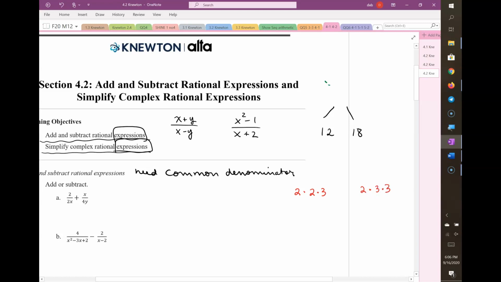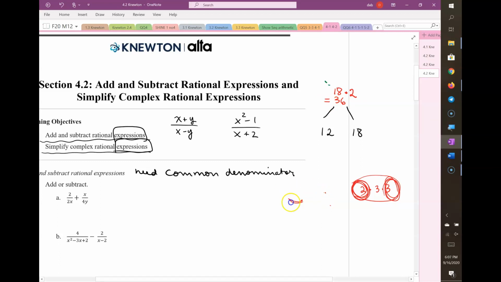So the lowest common denominator needs to be at least as big as the biggest number, and then if there are any factors missing, they need to be included. So I have 18 included, so I have this 3 included. And I have 12 included, so I have this 2 included, but I don't have this 2 included. So 18 times 2, or 36, is going to be the smallest number that both of those numbers divide into evenly.